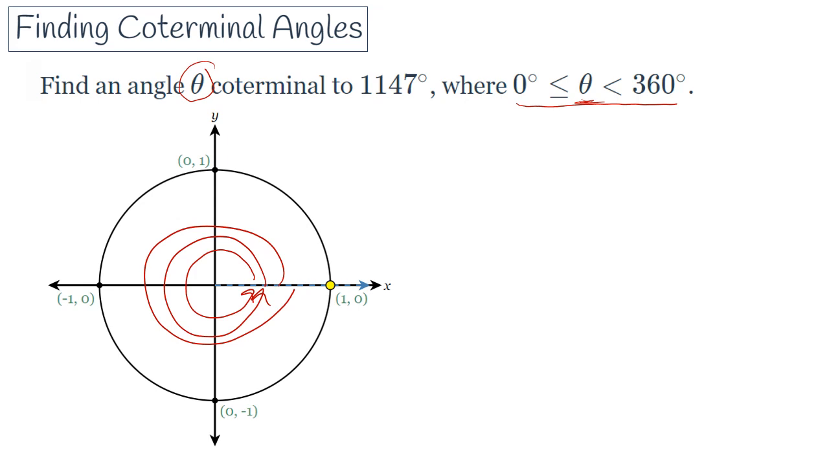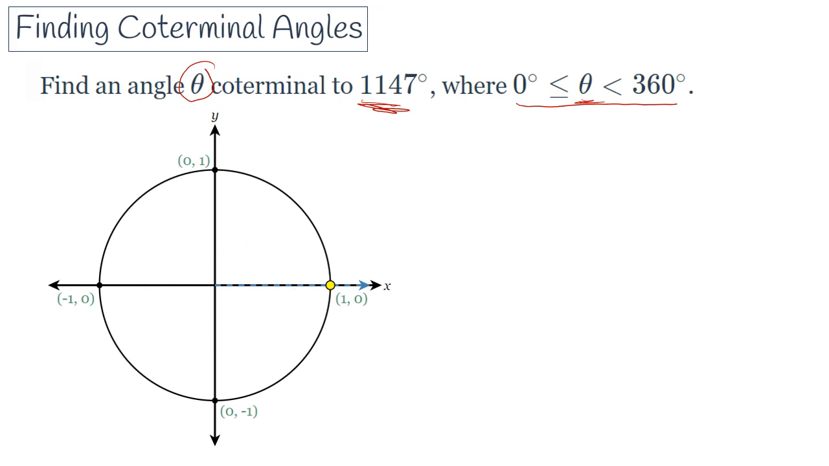So when we talk about a coterminal angle, it's basically saying, we have this really big angle. What is its small angle, its angle that's less than 360, so we don't have to go around and around and around to find where it is on the circle? So where basically is the angle 1,147?